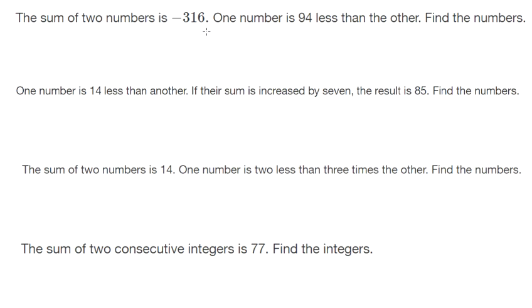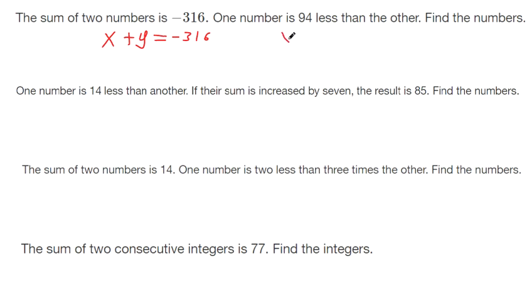The sum of two numbers is negative 316. We don't know what the two numbers are, so they're different. We'll give one the letter X, and we'll give one the letter Y. The sum of two numbers, that's X plus Y. That's the sum of two numbers that I don't yet know. Is means equals. We put negative 316 in there.